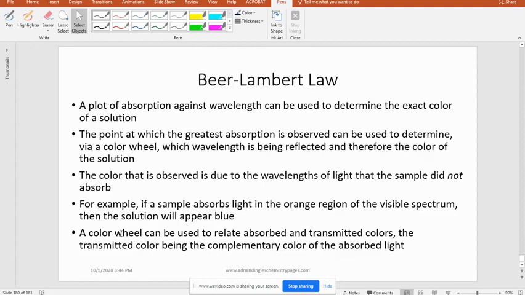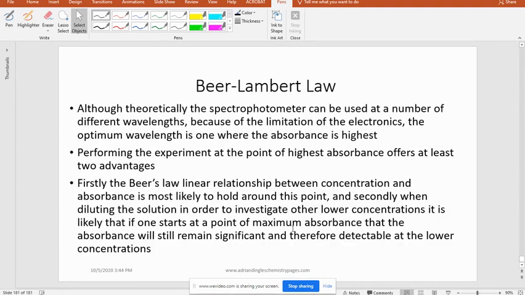So the color wheel is kind of handy here because whatever is being absorbed isn't being transmitted and vice versa, so you can look at the color wheel and be able to figure out the complementary color on the other side. So theoretically, we're able to use this spectroscopy with different wavelengths, and then we're able to perform experiments and figure out the point of the highest absorbency. So we do that first, and then that's where we grab our concentrations after that.